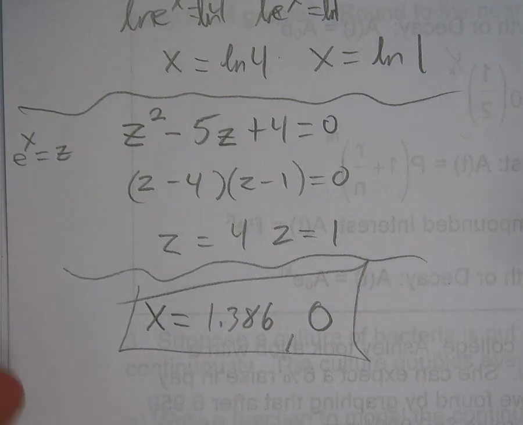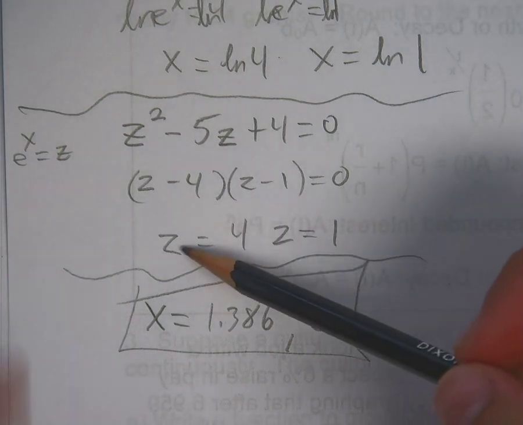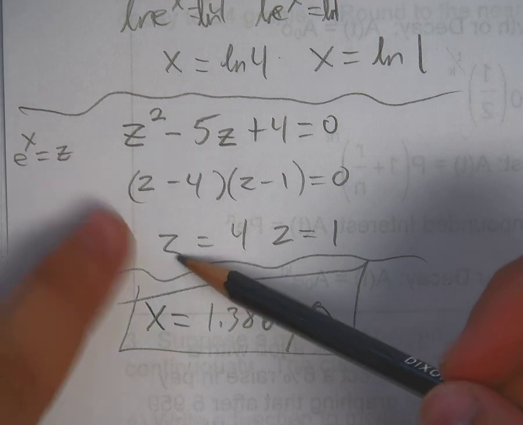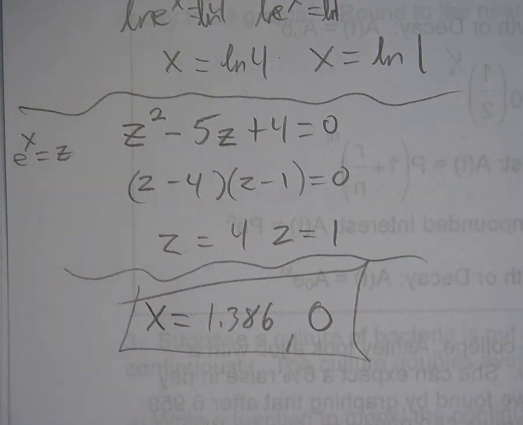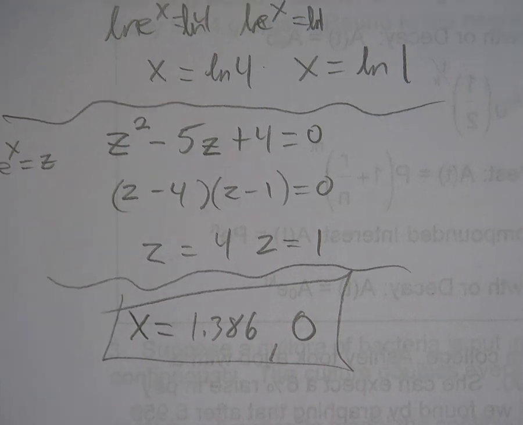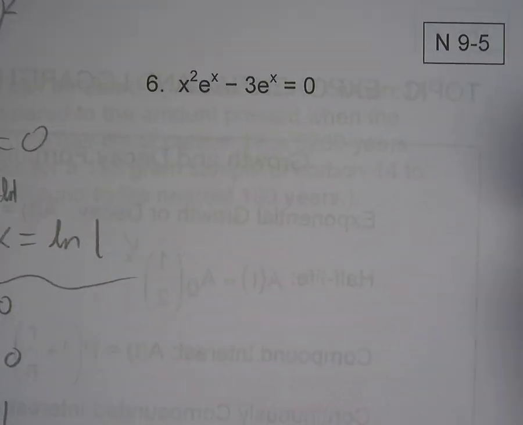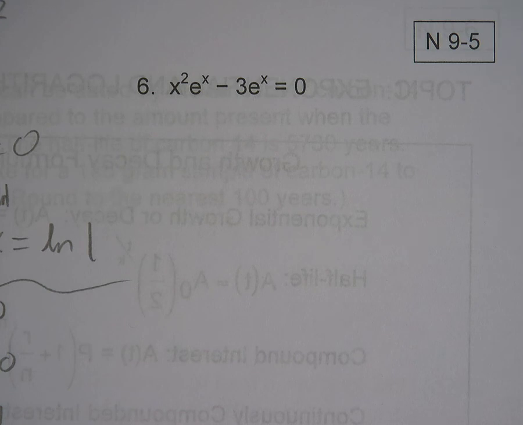So either way you go, even if you came back down here and plugged in e to the x back into z, e to the x equals 4, e to the x equals 1, solve them. Natural log both sides. Okay? So just a few other examples, neat little stuff you can do here.